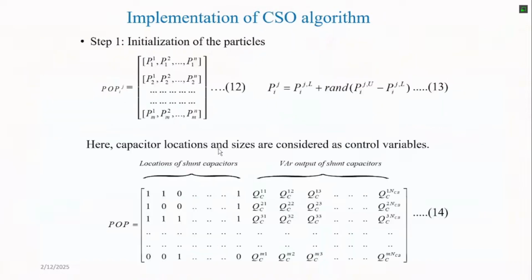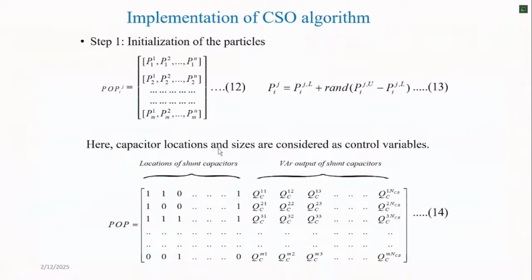Yes, this is the problem. We will utilize the optimizer for identifying the optimal location for the capacitor. As I told, initially we have to initialize the particles, P1, P2 up to Pn. If we consider m as the population size, our matrix size will be m by n, where P up to nth is our decision variables and m is the number of population.